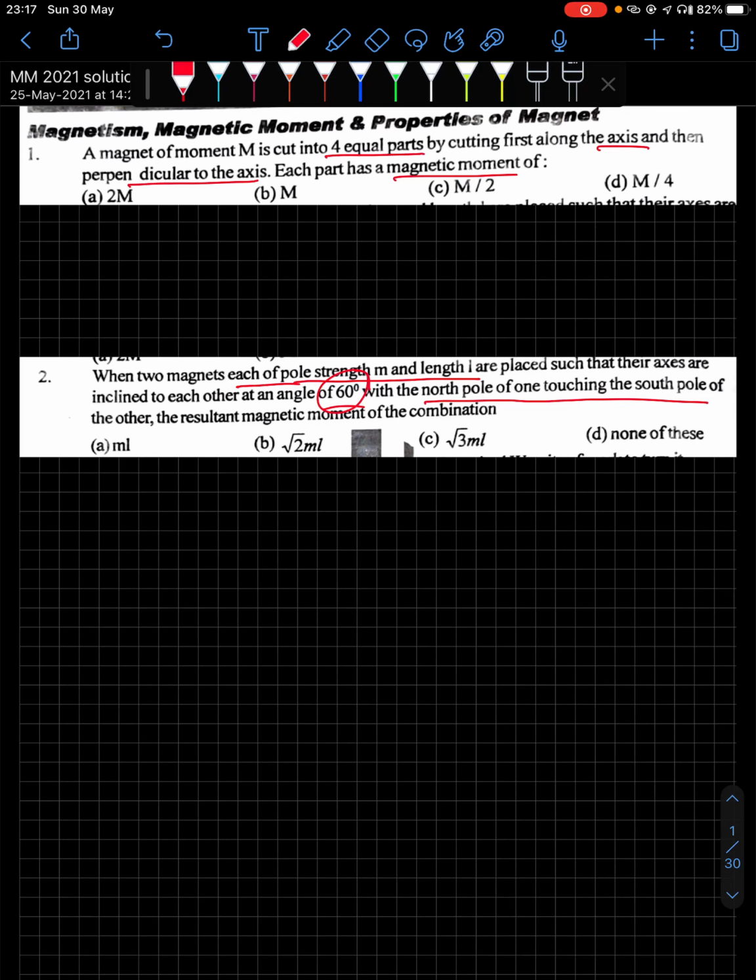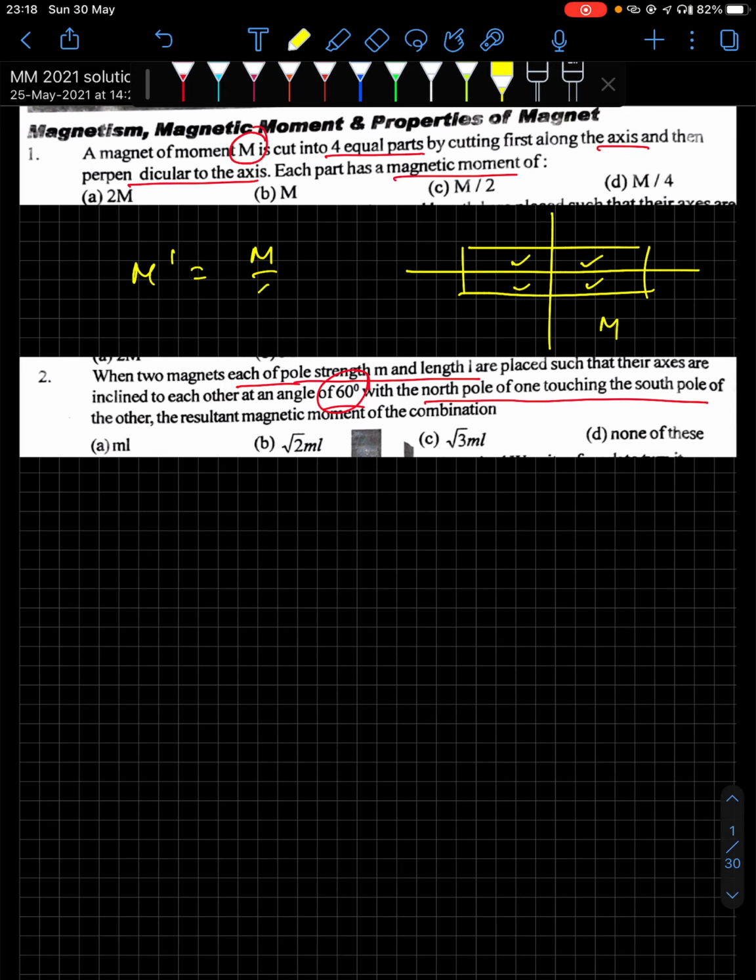You have a magnet and the magnetic moment is M. Now you cut it into 4 equal parts: you first cut it along the axial line and then you cut it perpendicular to the axis, or you can say you cut it along the equatorial line secondarily. So what is the magnetic moment for each part? So you have this magnet, you cut it along the axial line initially and then you cut it equatorially. Clear? So the original magnetic moment is M. Now you cut it, you have 4 equal parts. So each part will have magnetic moment M by 4.